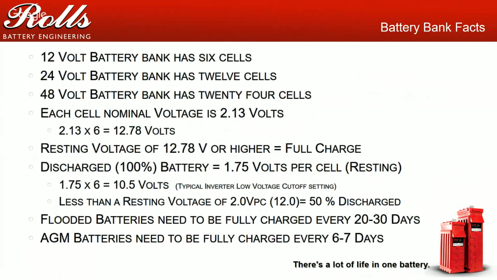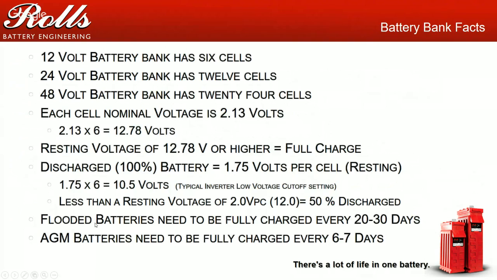What causes a lot of problems with a lot of customers is when you have a resting voltage equal to or less than 2 volts per cell. That means your batteries are at 50% depth of discharge. That, coupled with specific gravity checks, should confirm that.